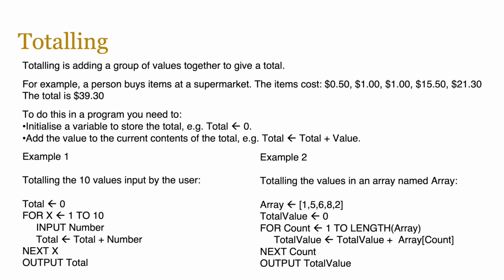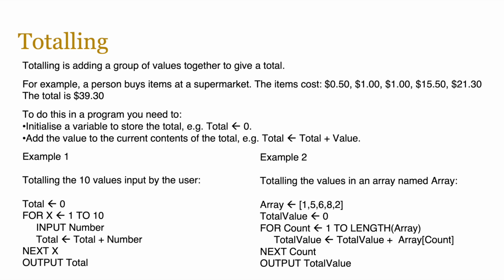And then you add the value that you want from either the array or from the input to this variable. Then we assign total plus value to the variable total. So if the total was 0 and the first value was 50 cents, then we add 0 plus 50 cents and total becomes 50 cents. And we keep doing that in a loop.